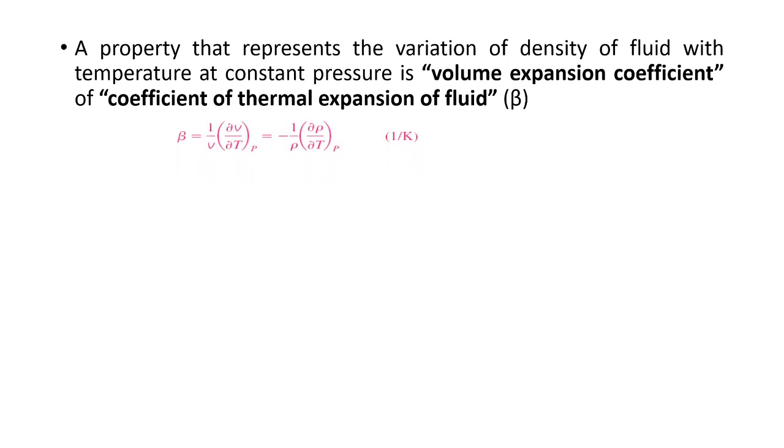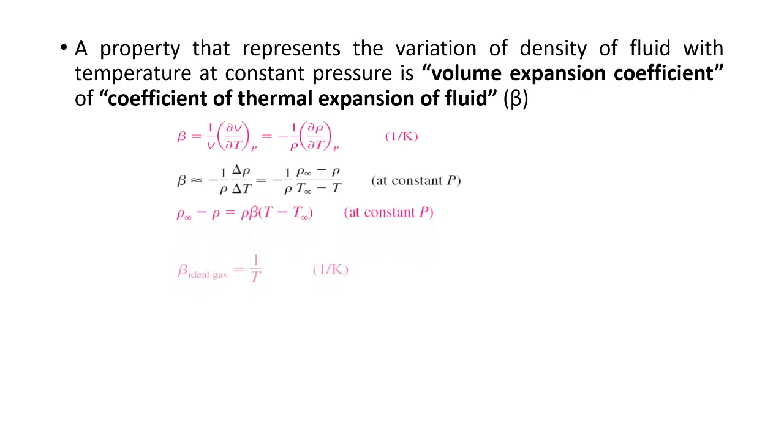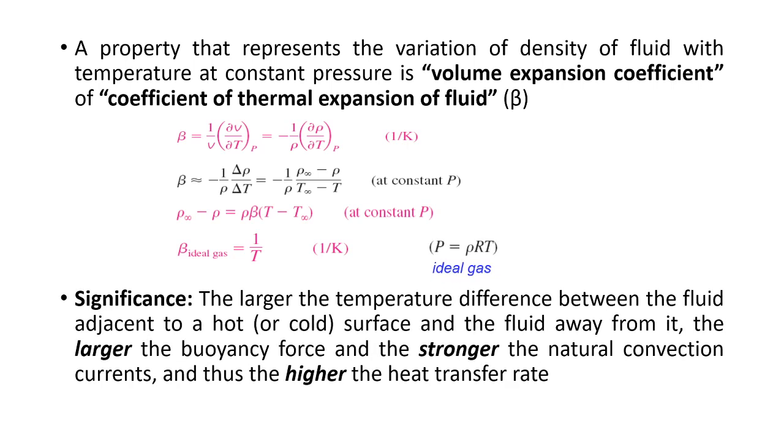Its relation is with the specific volume in terms of density. Rearranging this equation at constant pressure, this is the relation for an ideal gas. A large value of beta for a fluid means a large change in density with temperature. The product beta times delta T represents the fraction of volume change of the fluid that corresponds to temperature change delta T at constant pressure.